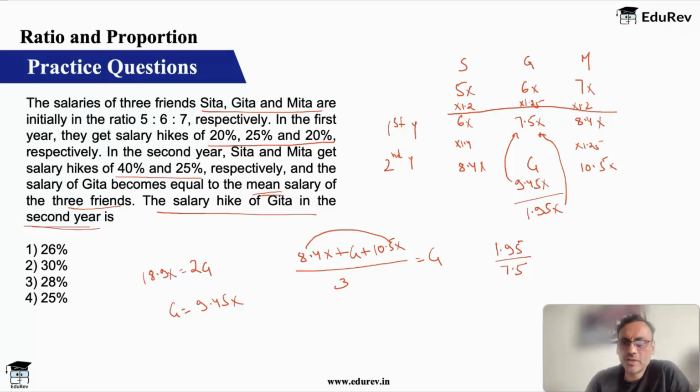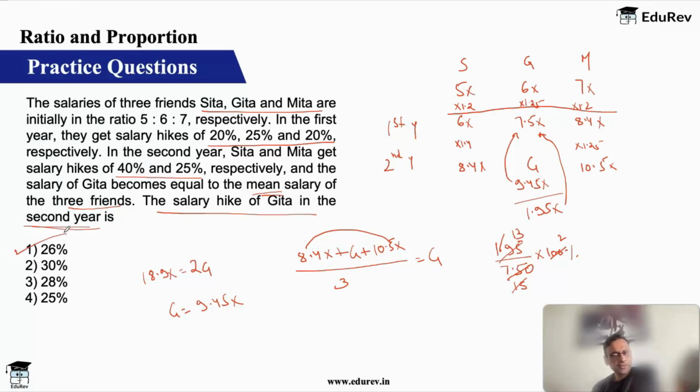Answer is to be given in percent, so into 100%. Okay. Let's remove the decimals. So 195 upon 750. This is 100, so 2, and this is 15. From 15 can I cancel this? Yes, I can. So it will be 13. 13 into 2, answer will be 26%.